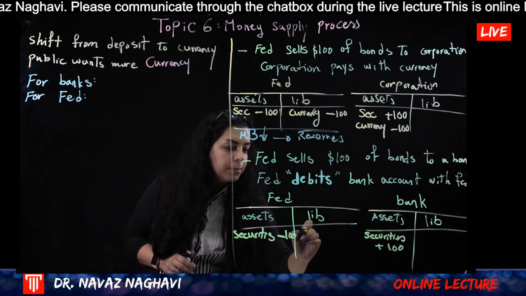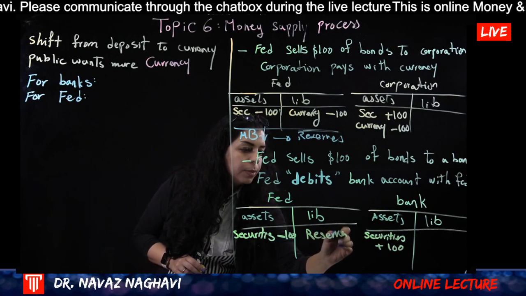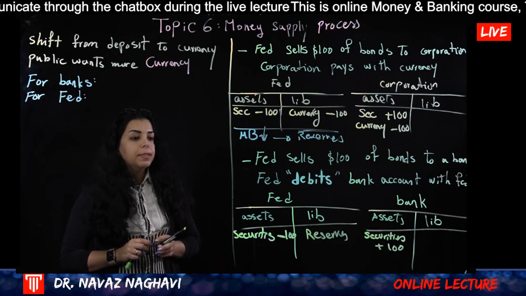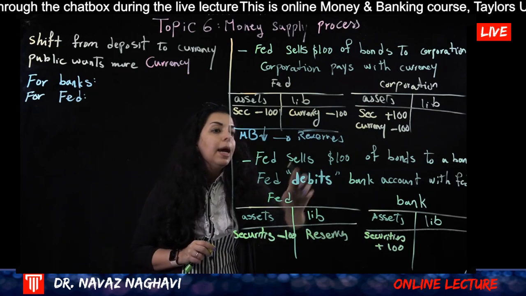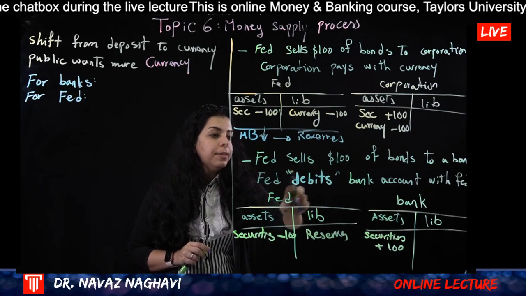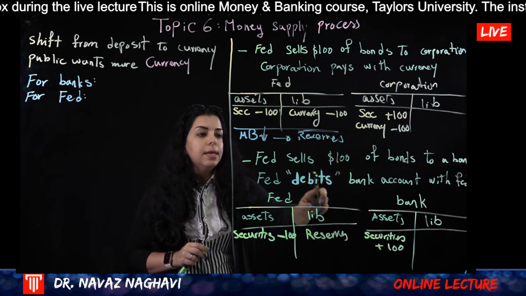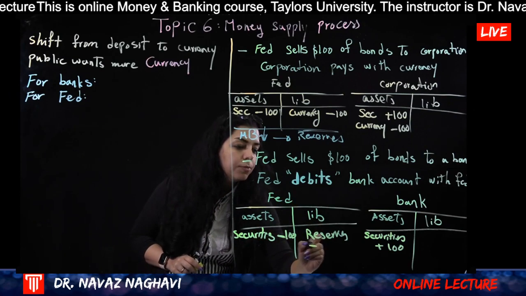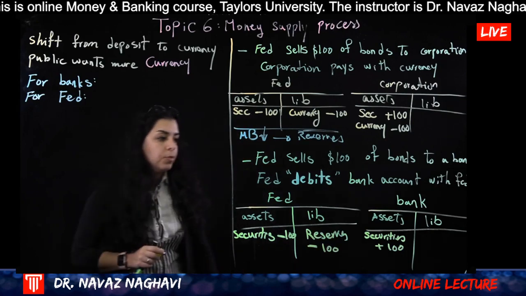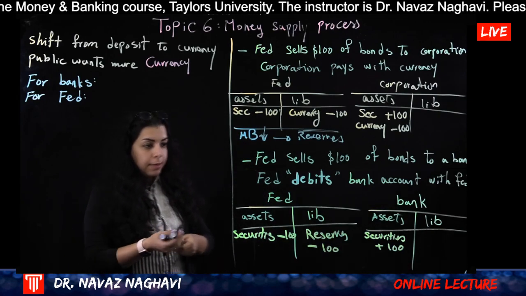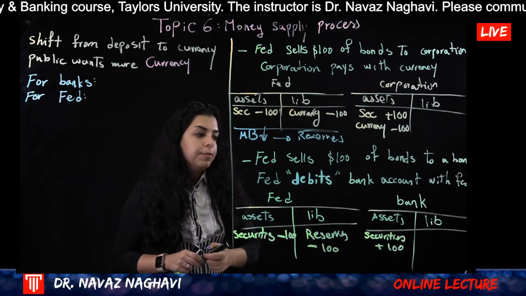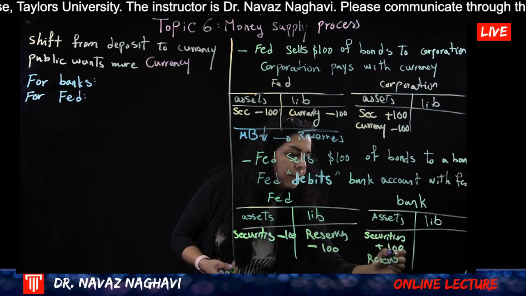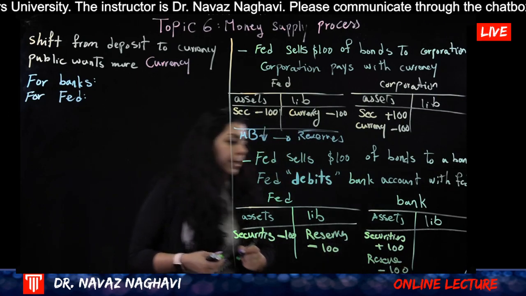So it means that this time the reserve is going to be affected. Is the reserve increasing or decreasing? Since the Fed is debiting the bank account, the Fed is decreasing its own liability. So that's why the amount of reserve is also decreasing by 100 units. If you remember, we said that the reserve, which is the liability of the Fed, is always the asset of the banking system. So the reserve of the banking system is also decreasing by 100 units.